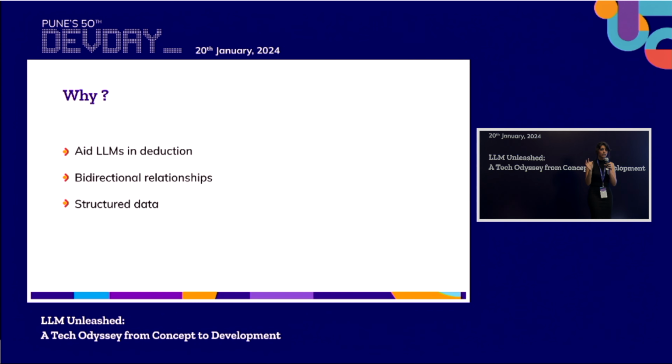So can we think of something, some external data set, some external storage that can allow you to store this bidirectional relationship, and which is also structured in format so that we can query that? So can we think of something? I can readily give you the answer because my talk is based on that.